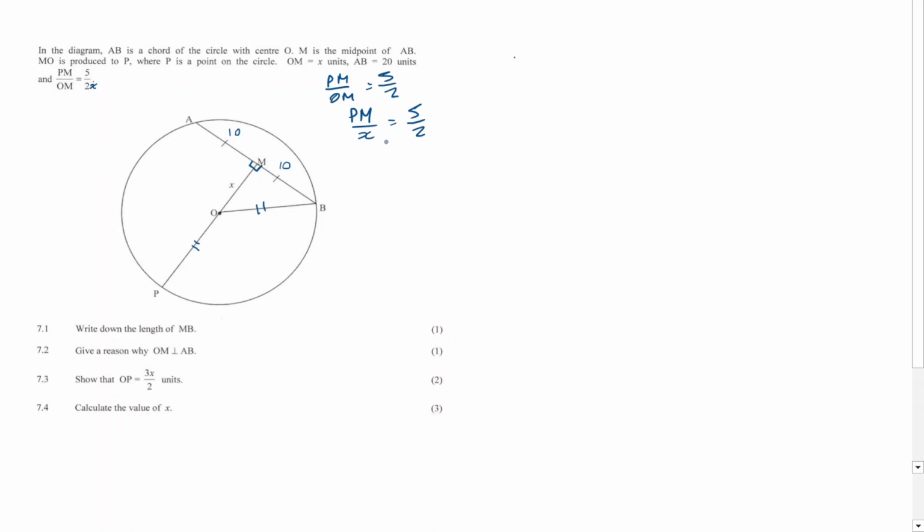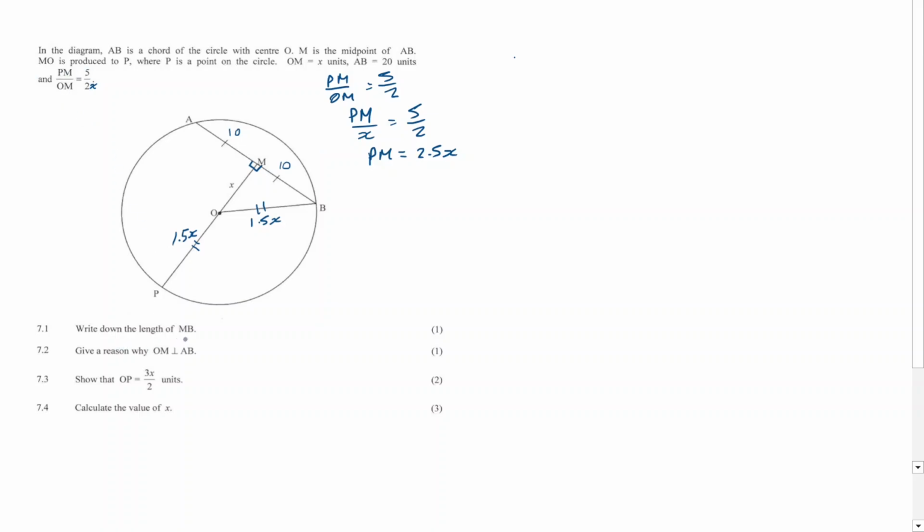Then if I want to work out what the entire PM is, PM would just be 2.5x. And so if this entire line PM is 2.5 x's, but we've already used up one of the x's, then this must be 1.5x. And if that's the radius, then this must also be 1.5x. And so that's just a helpful way to rearrange and wiggle yourself around getting through a ratio like this.